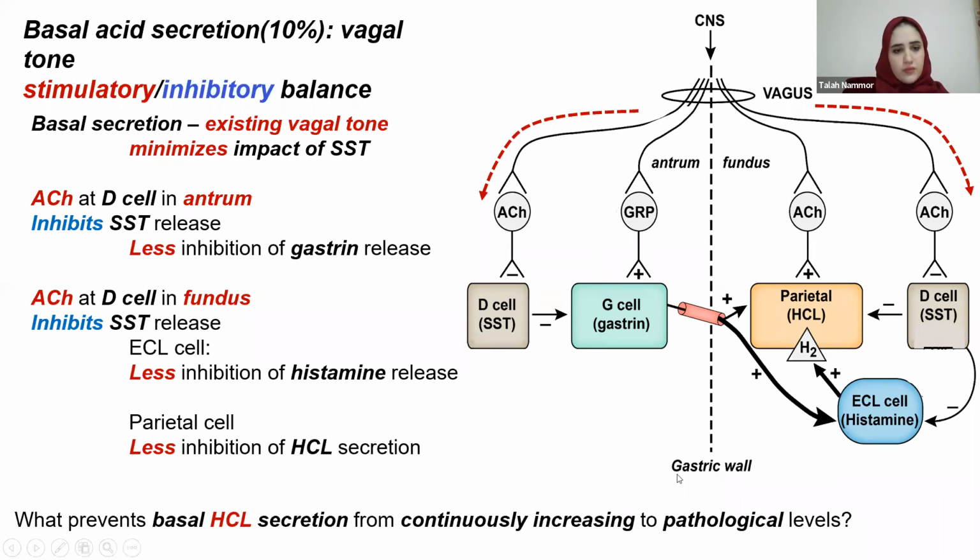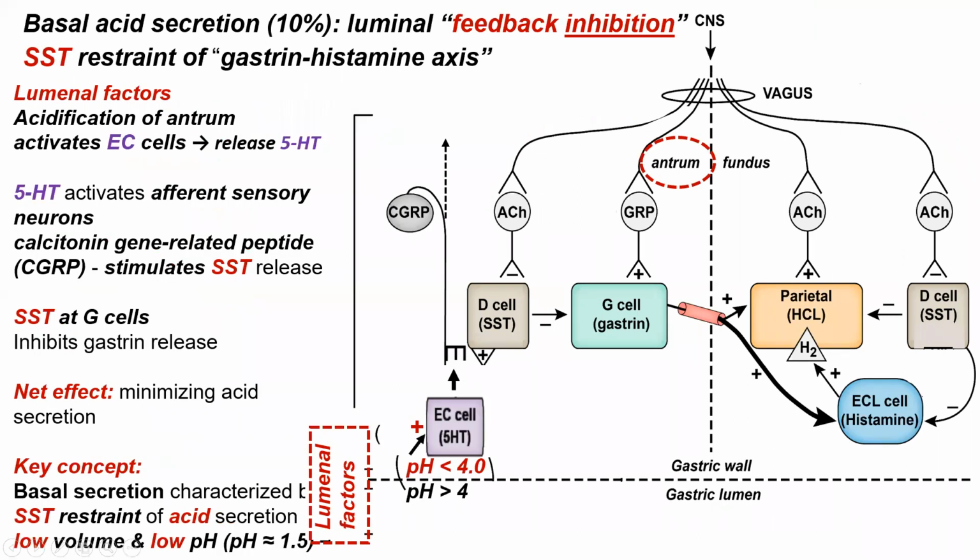You get me? Yeah, but what does it stimulate itself? It stimulates the G cells, right? Yeah, the G cells, to release gastrin, and the gastrin will do the rest of the job. And then we have the inhibitory, which means the SST is involved. That's it. Okay. Thank you.